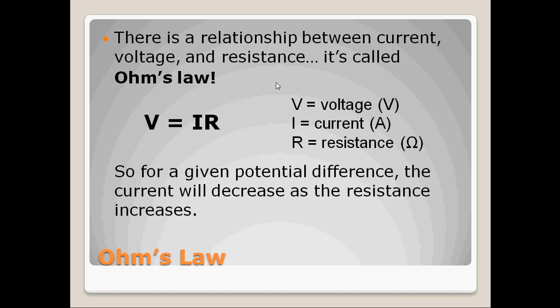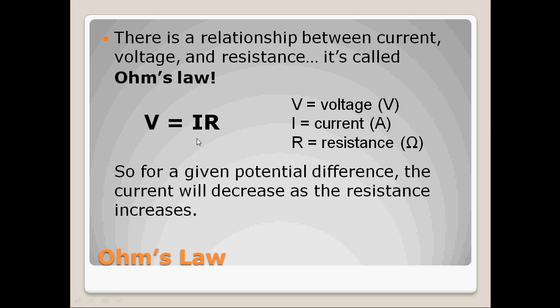So what that means then is if we have a given potential difference, so V stays constant, and this will happen anytime you just have one battery powering everything, the same battery always the same potential difference between our 2 points, we will find that as we increase the resistance between those 2 points, the current will decrease.